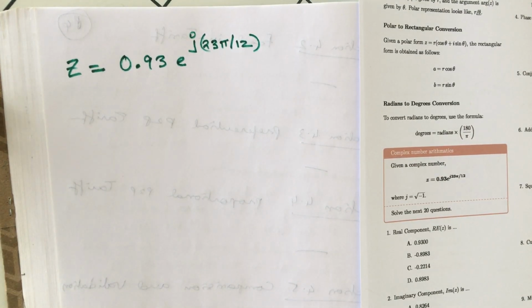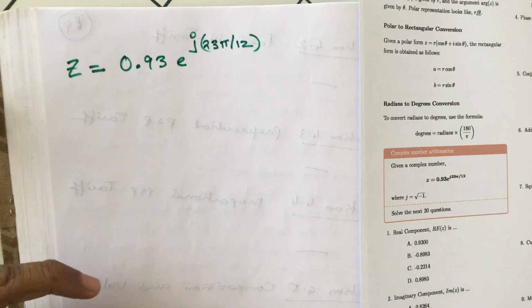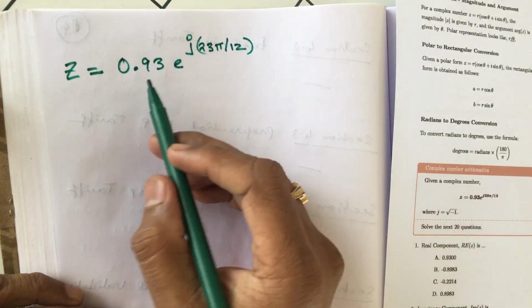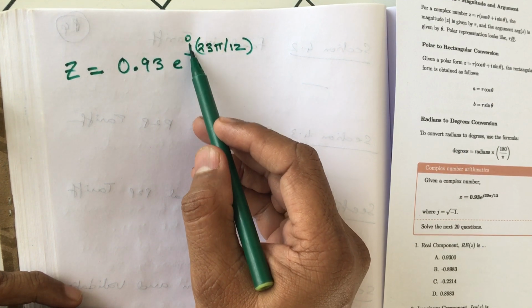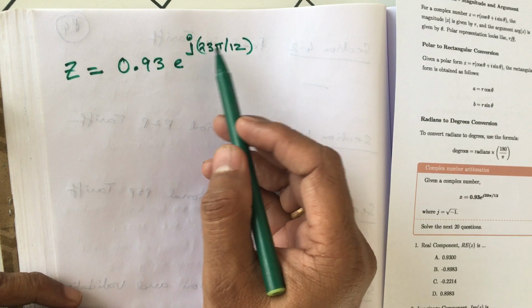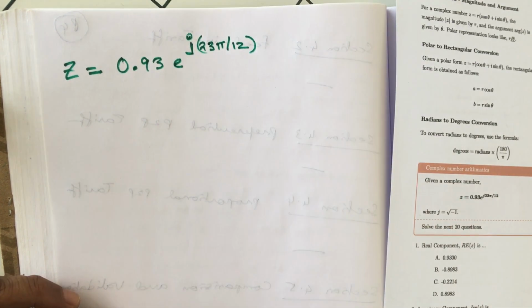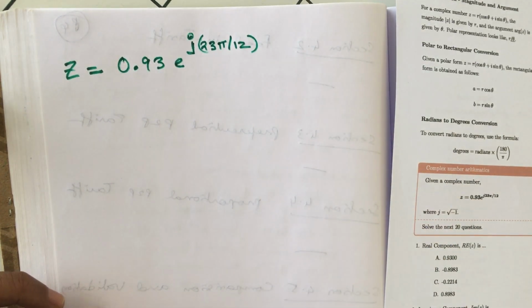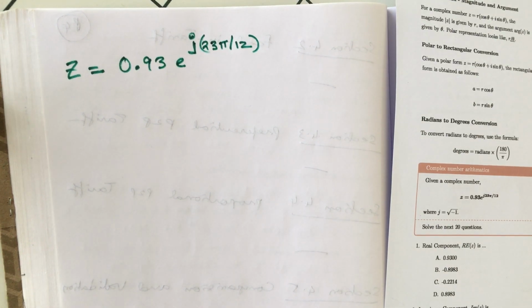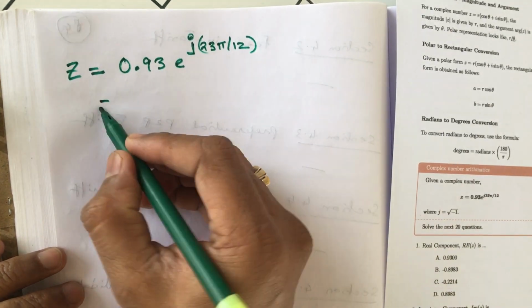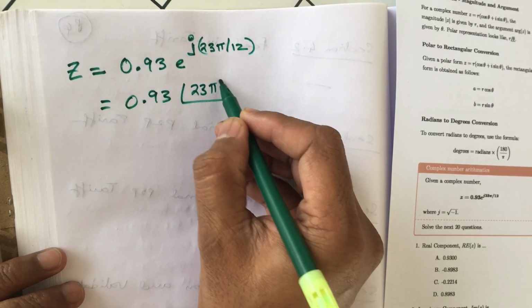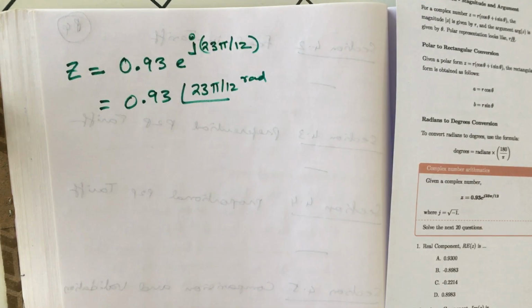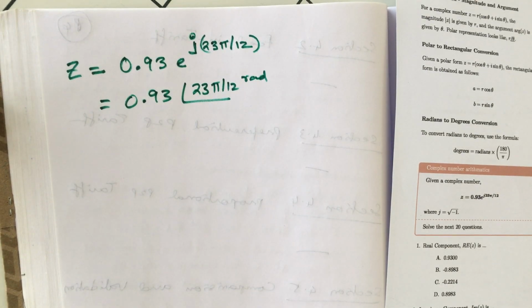The first thing you should know is that this is the notation of a complex number when j is in the power of e. j is the square root of -1, and this is considered the argument or angle of this particular number. Another way to write it is 0.93 with an angle of 23 pi by 12 in radians. This is another way of representing the number.